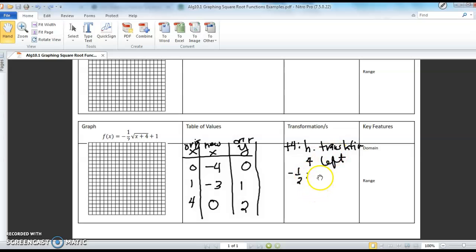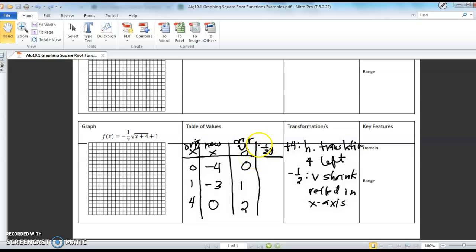Okay, so that's going to be a vertical shrink, because it's smaller than 1, right? So a vertical shrink by a factor of 1/2, and at the same time it's going to reflect. It's multiplied to the whole function, not under the radical sign, so it's going to reflect in the x-axis. That means our original y will be multiplied by negative 1/2. Okay, so let's do that. I'm going to do the negative 1/2 y over here.